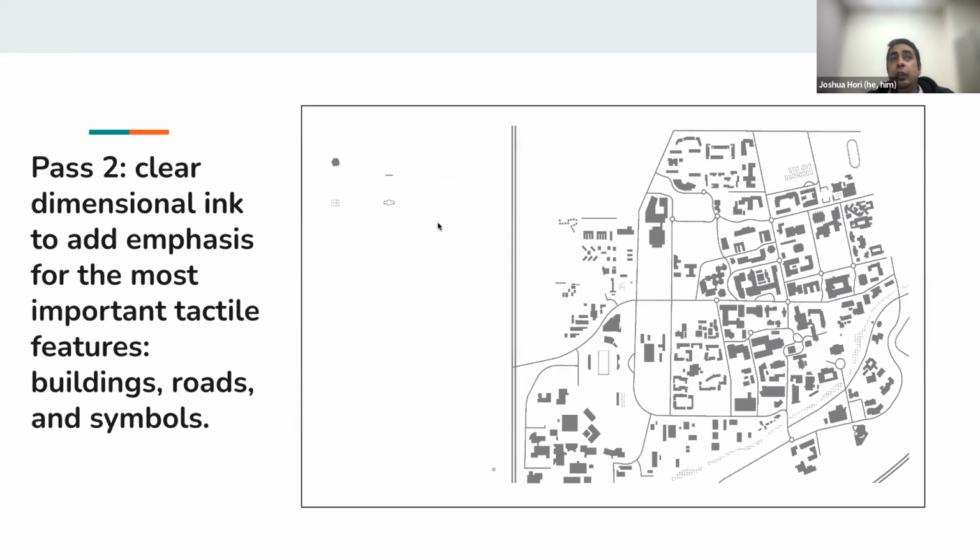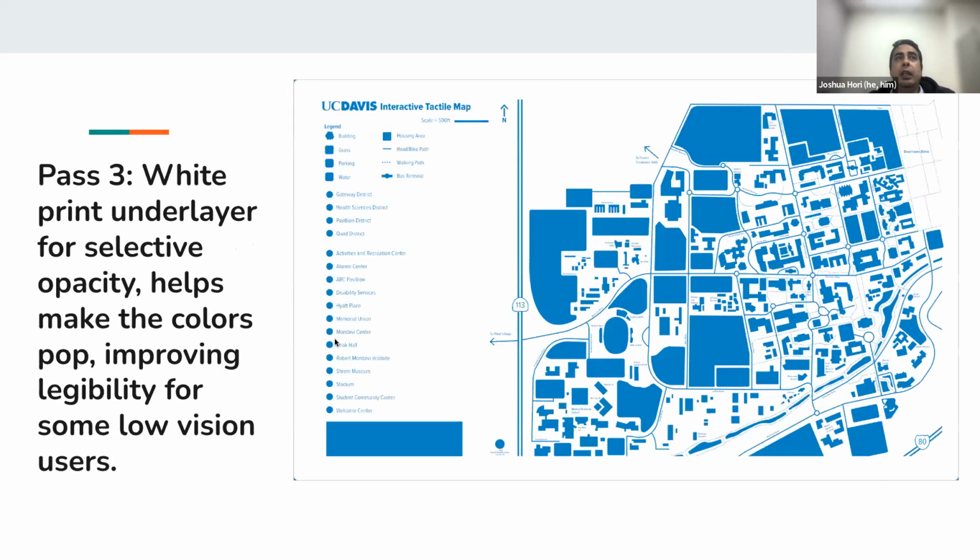So pass 2 was a clear dimensional ink to add emphasis for the most important tactile features: buildings, roads, and symbols. As you notice, you won't see the braille on this portion of it, but you will see the Putah Creek over here, which is a little bit different than the rest of them. And then a white print underlayer for selective opacity helps with making the colors pop, improving legibility for some low vision users. So universal design, we're trying to make it so that everybody can interact with it.